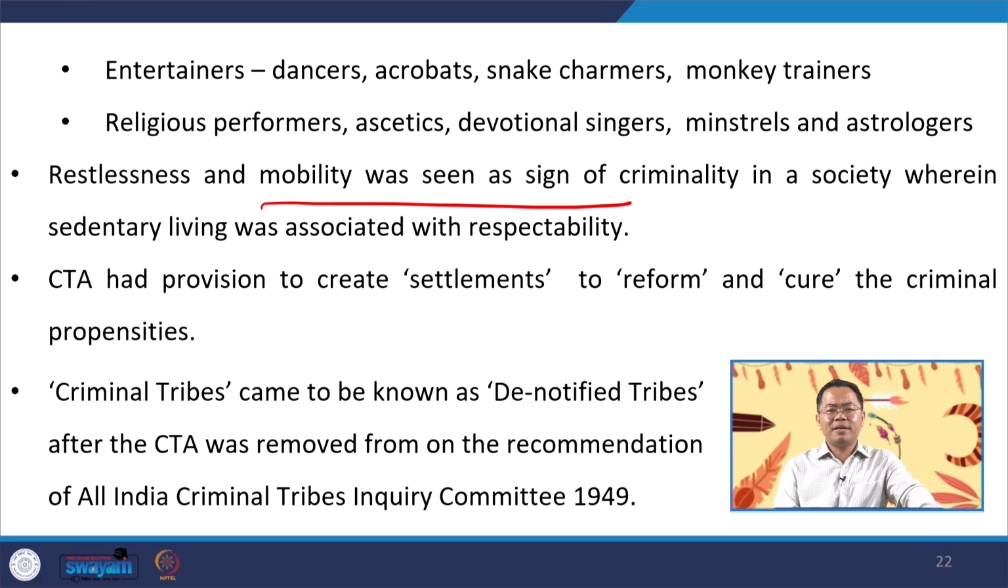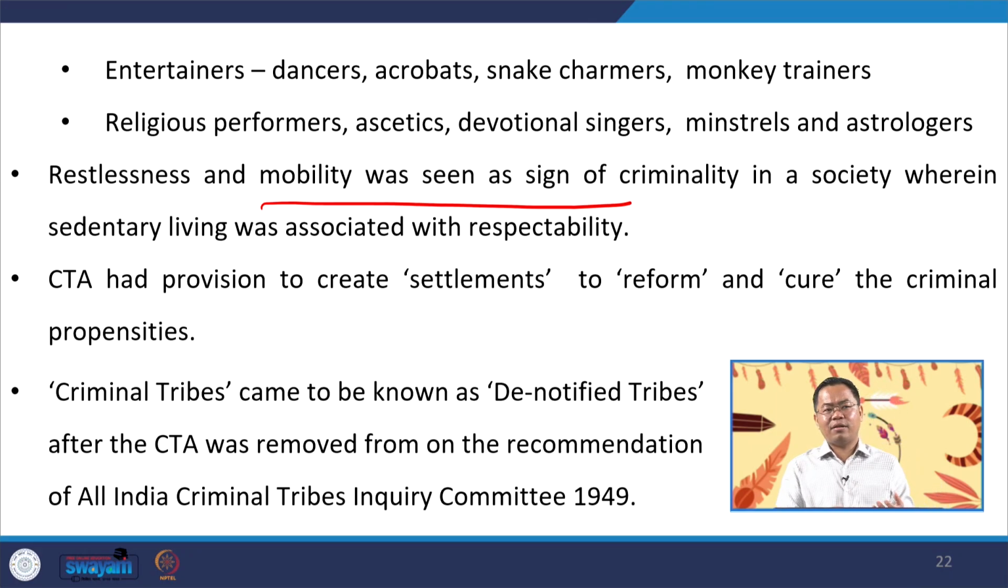So what the Criminal Tribes Act tried to do was create settlements, fixed settlements, so that these communities no longer move from one place to the other, to reform and cure the criminal propensities, the tendency to do or indulge in criminal activities.